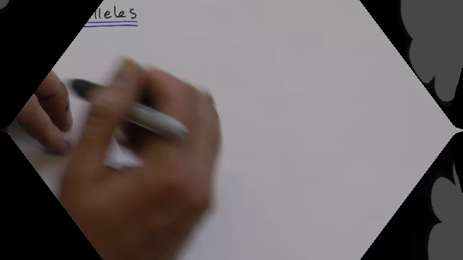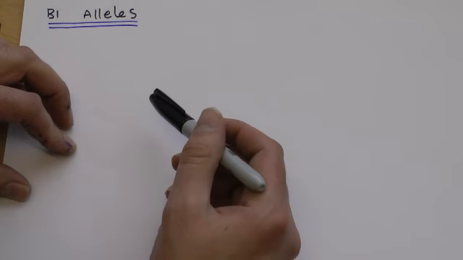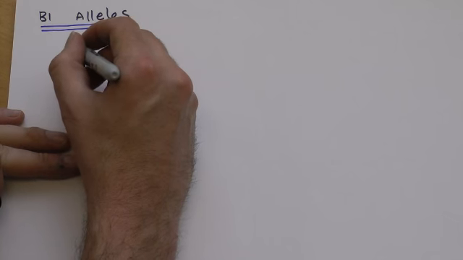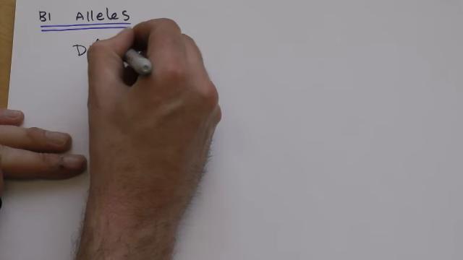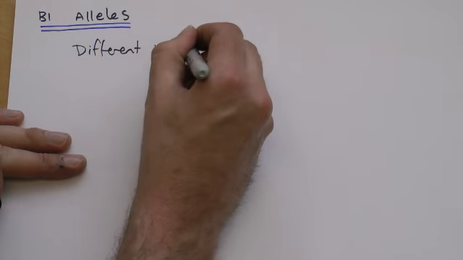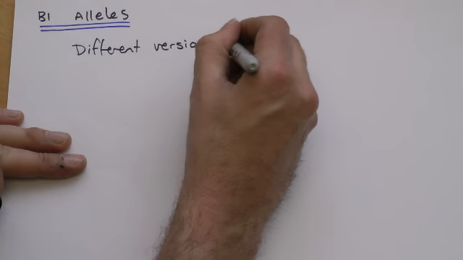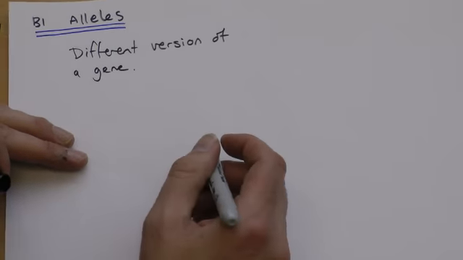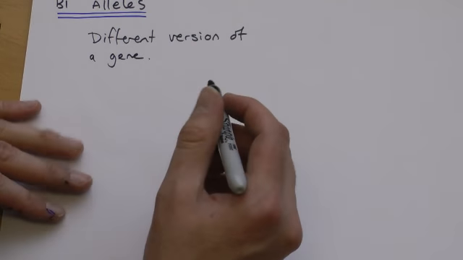Alright, so here's another B1 topic. This is alleles. Now, alleles is a word that people often use incorrectly. An allele means a different version of the same gene.